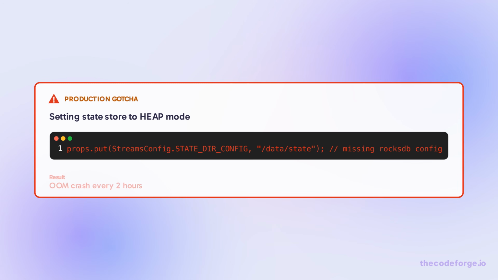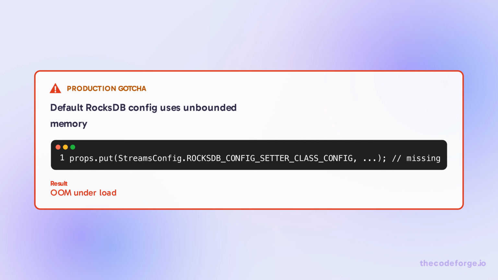The incident was caused by using heap mode for the state store. Always use disk mode with RocksDB and configure memory limits. Defaults will kill you. Default RocksDB config in Kafka Streams uses an in-memory block cache that can grow unbounded. Always set a custom RocksDB config setter to cap memory. Otherwise, you'll hit OOM under load.